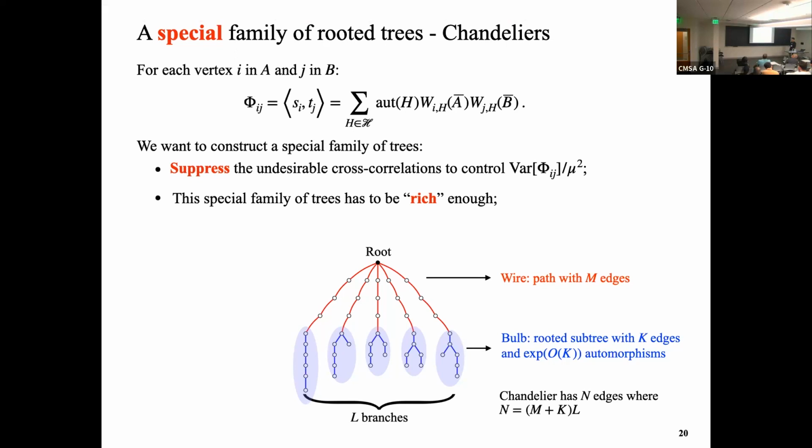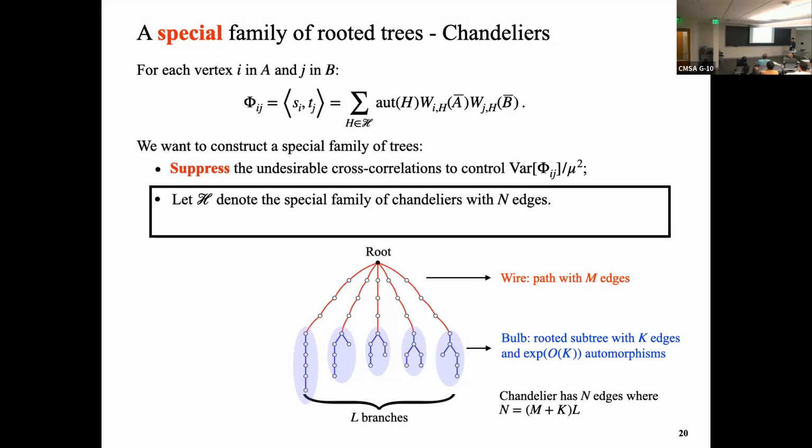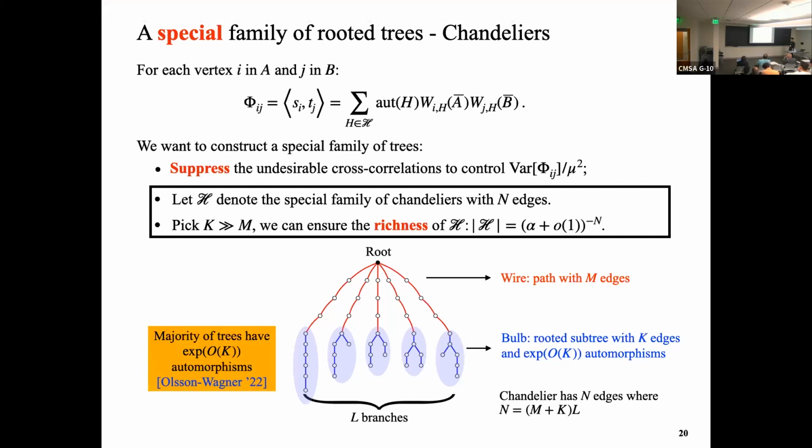So essentially the reason chandeliers are still quite abundant, up to a leading order term inside the exponent the same as all trees, is because capital M will be much smaller than capital K, so that most of the entropy is contributed by the bulbs, right? So most of the payload is here. So you can easily check that when the path is shorter than the size of the bulb, the cardinality grows as if it were the whole class of trees. Okay. And the second thing is the number of automorphisms, which is basically a condition that we will use in order to control the coefficients here.